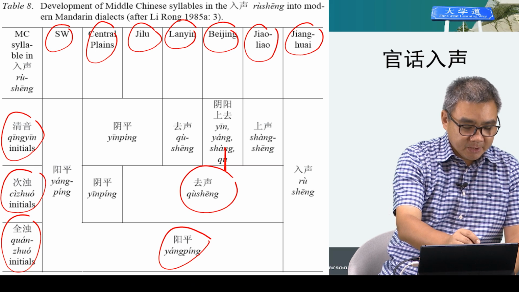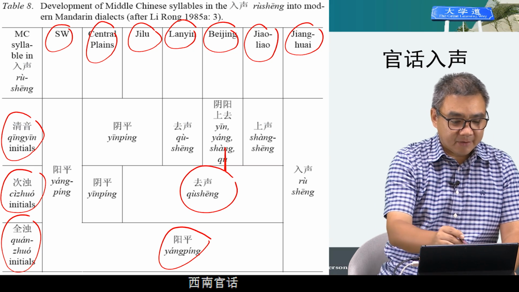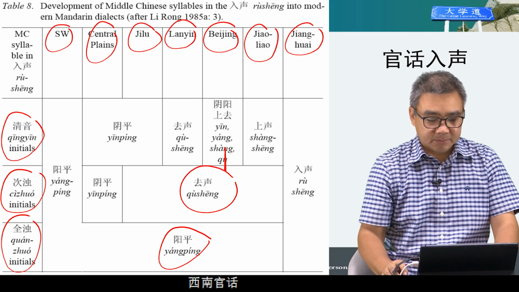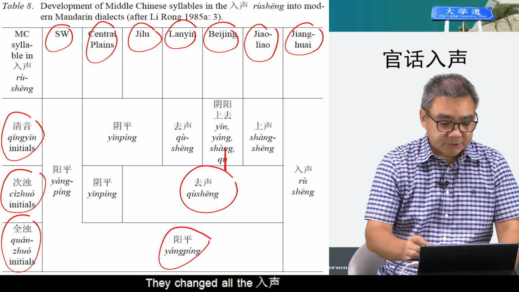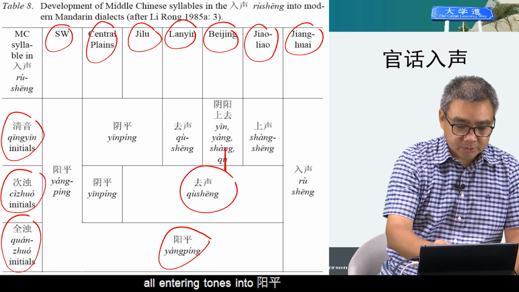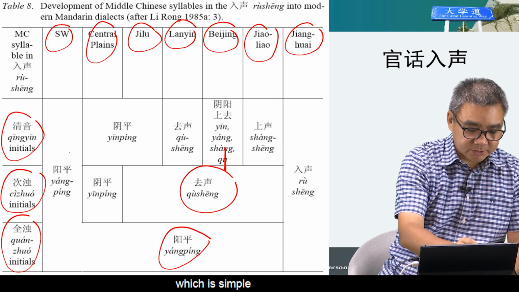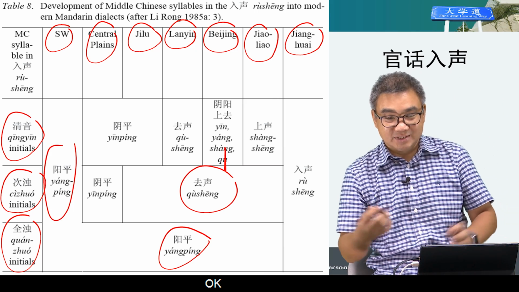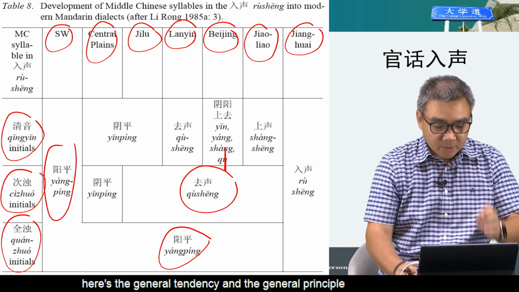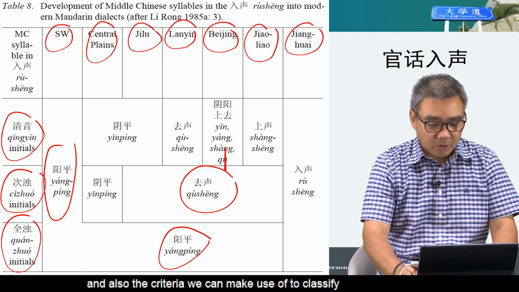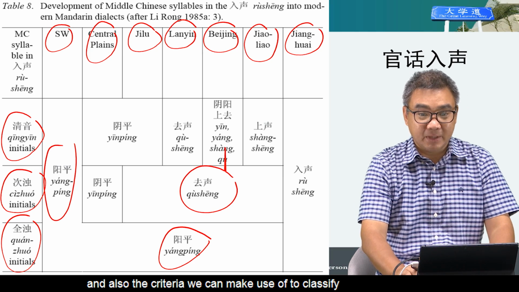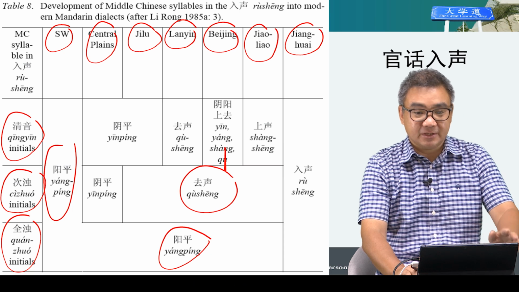For example, it is very simple, okay, of the Southwest Mandarin, 西南官话, okay, they changed all the 入声, all the entering tones into 阳平, which is simple. Okay, here's the general tendency and the general principle, and also the criteria we can make use of to classify different dialects.